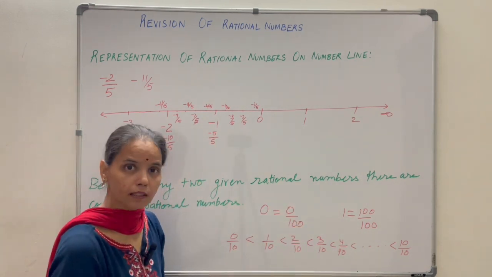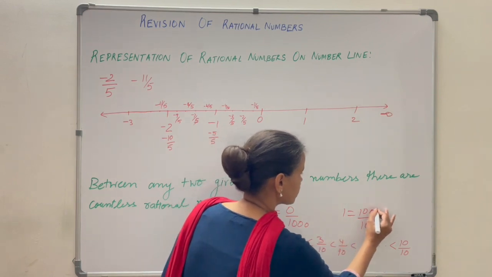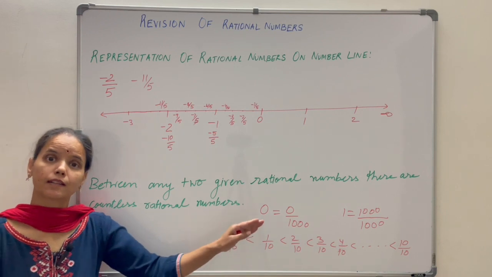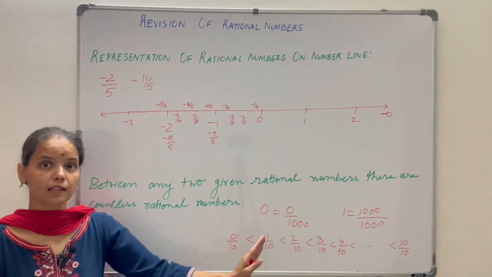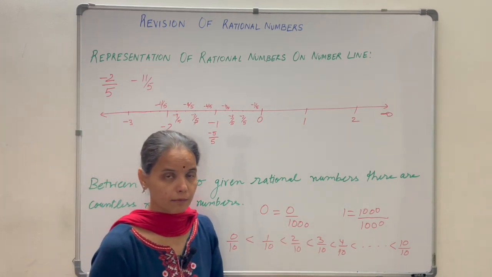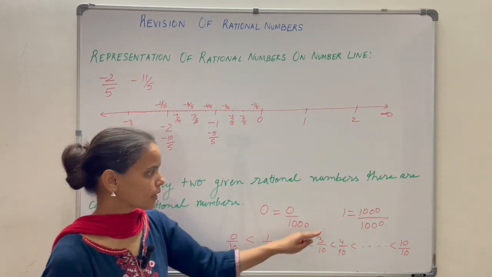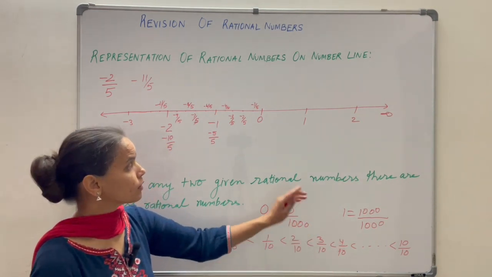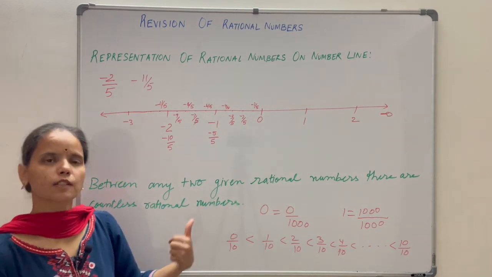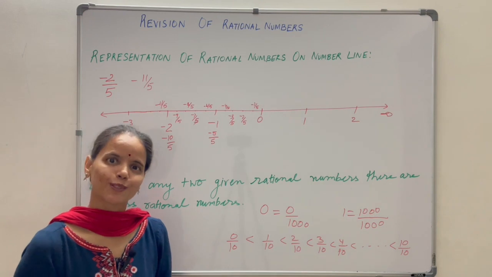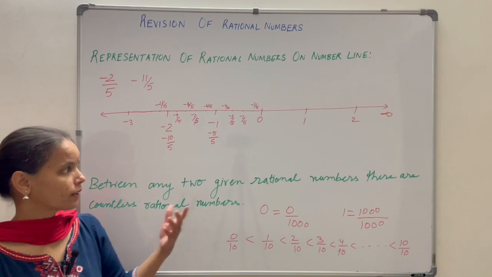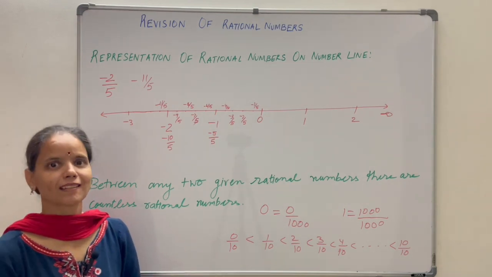Similarly, you can multiply by 1000. So you can keep multiplying. So now how many numbers you can write? From 1 upon 1000 to 999 upon 1000. So how many numbers are there now? 999. We started with 9 numbers in between, then 99 in between, now 999. So we can keep on multiplying. So there you can justify this between any two given rational numbers. There are countless rational numbers. Even the mean concept you can apply to prove that between two given rational numbers, there are countless rational numbers.